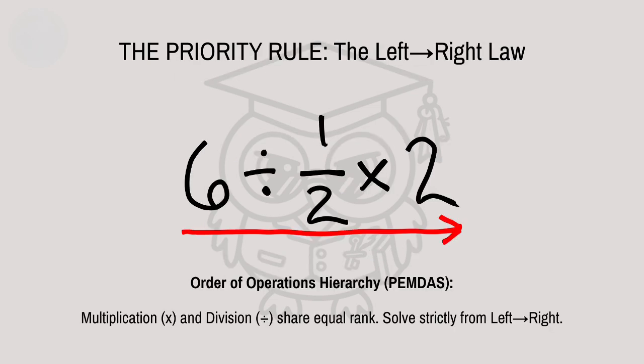Now let's solve it the correct way by looking at the true operational hierarchy. In the order of operations, division and multiplication actually share the exact same priority rank. When these operators appear together, we must calculate them strictly from left to right, like reading a sentence. This makes the division on the far left our mandatory starting point.